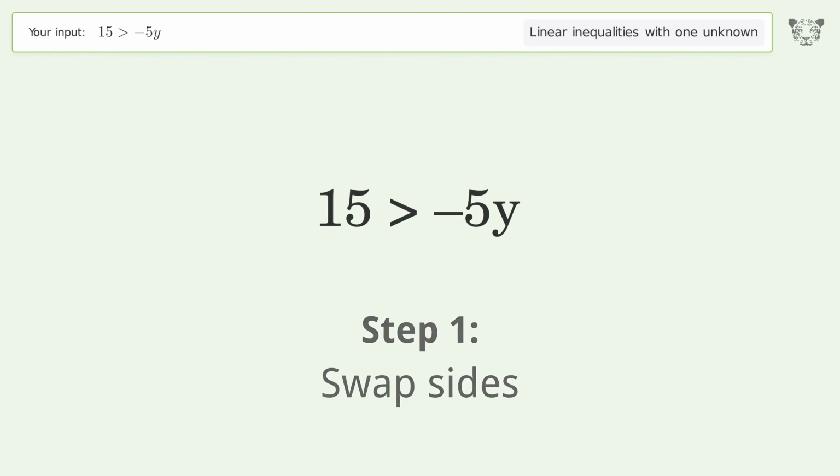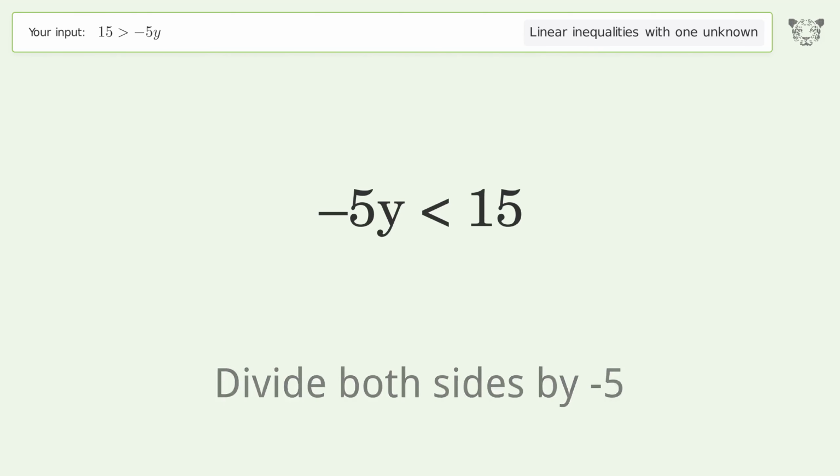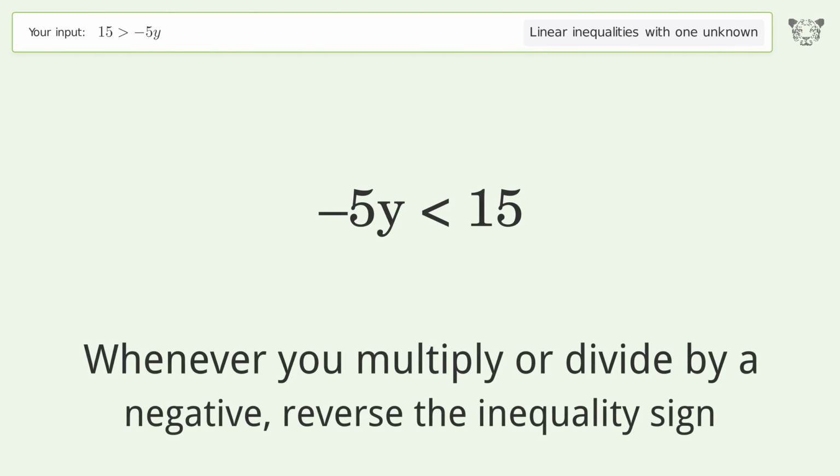Swap sides. Isolate the y. Divide both sides by -5. Whenever you multiply or divide by a negative, reverse the inequality sign.